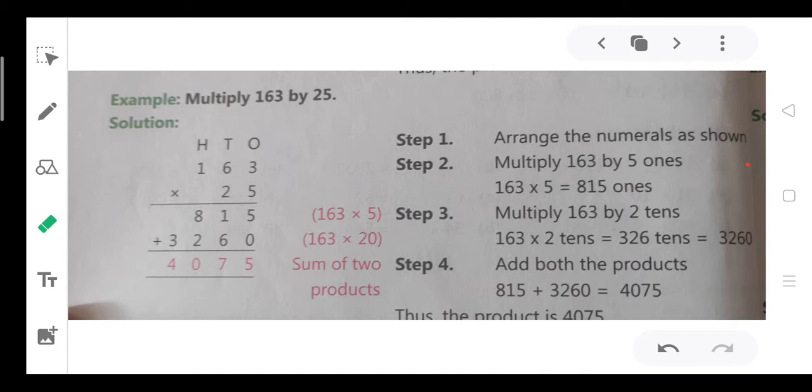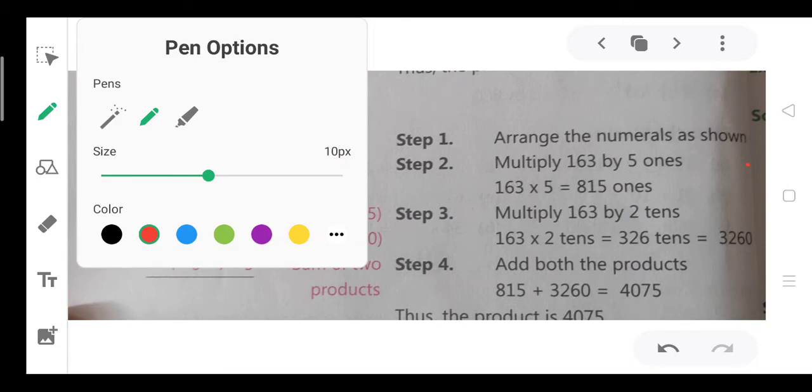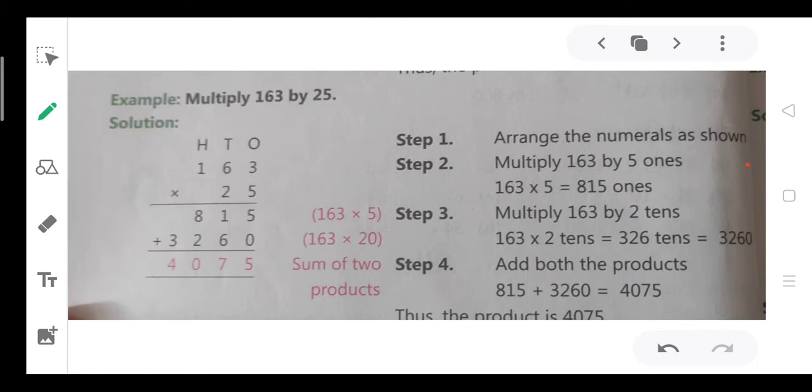Example in front of you. The example is multiply 163 by 25. So what do you have to do first? Firstly, you will write the places at the top. This is your first step. Then you will start writing the digits from the right side. So in 163, firstly you will write 3, then 6 and then 1.